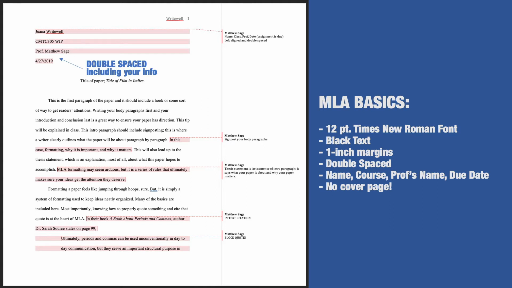Your name, class, professor's name, and date on the front should be at the top left of the first page, and the first page only. On every page, your last name and page number should be at the top right corner. Unlike APA or other standard formats, there is no cover page in MLA.